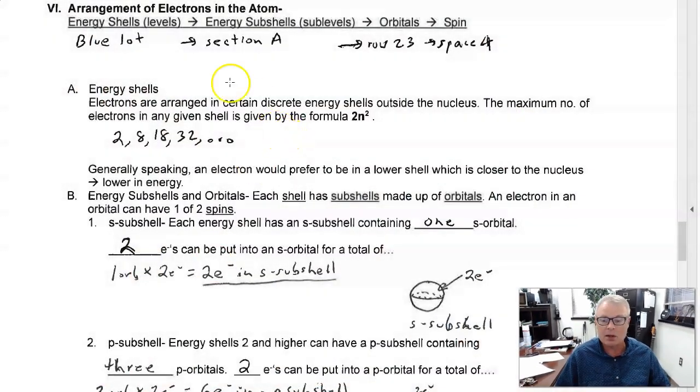Okay, so we are starting right here, arrangement of electrons around the atom. Electrons are arranged in energy shells, also known as energy levels sometimes. And those energy shells are made up of energy subshells, which are sometimes called sublevels. The General Chemistry book calls them sublevels and energy levels, and you will hear me accidentally go back and forth between that terminology and the shell subshell thing, but it's talking about the same thing. Those subshells are made up of orbitals, and within an orbital, an electron can have one of two spins. That is the overview of what we're going to talk about in this particular video.